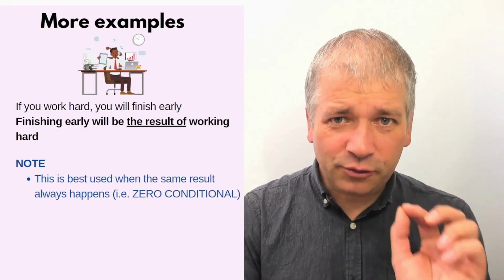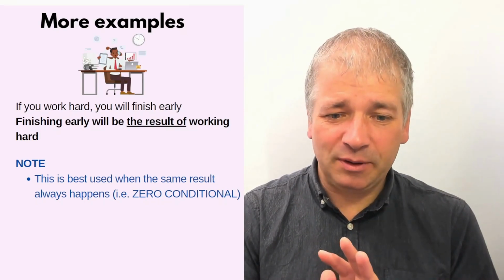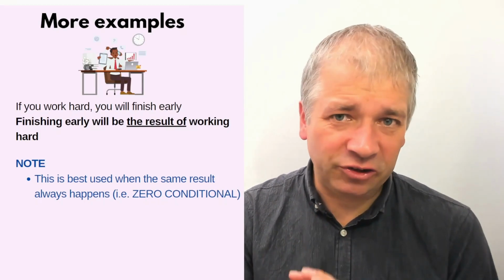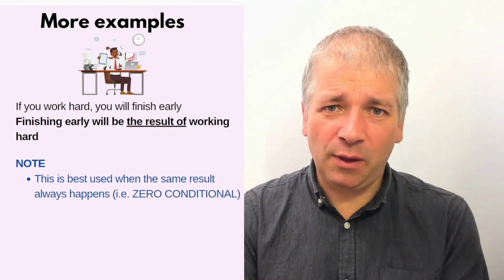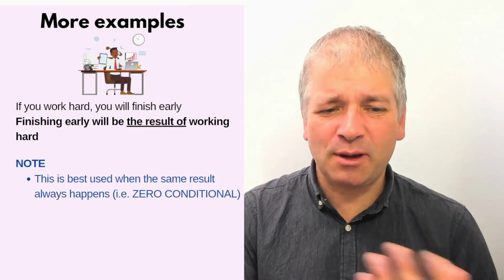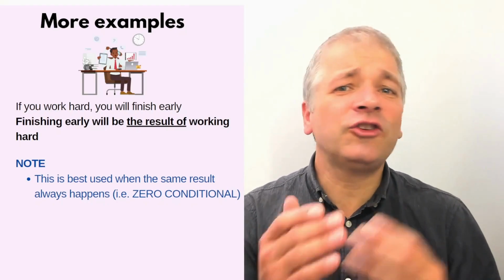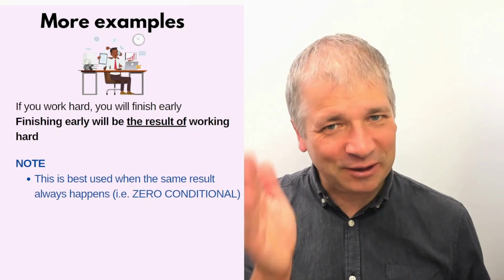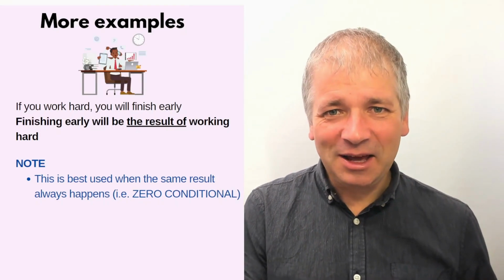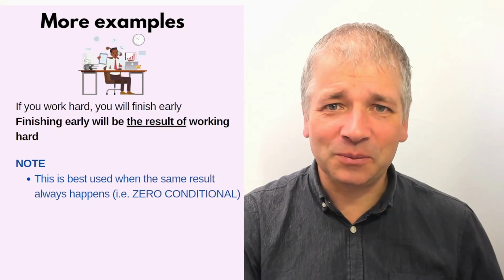This is another structure that is best used when the same result always happens. So zero conditional. One thing always leads to another. Not always, though. You can use it as a first conditional. For example, finishing early will be the result of working hard today. And that makes it specific to this situation. Mainly second conditional, first conditional still possible too.